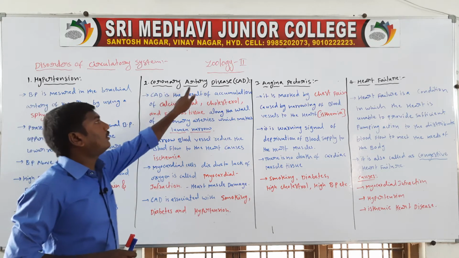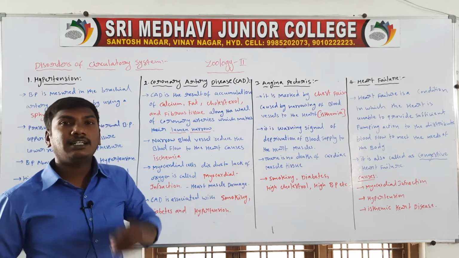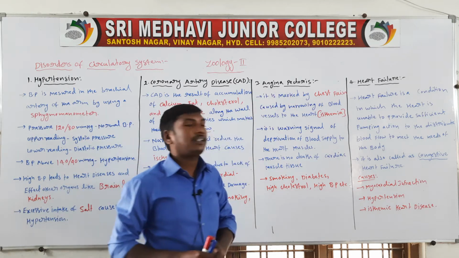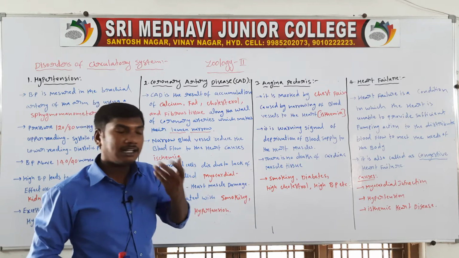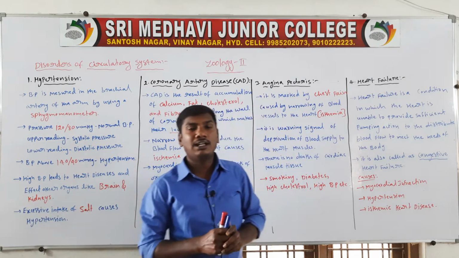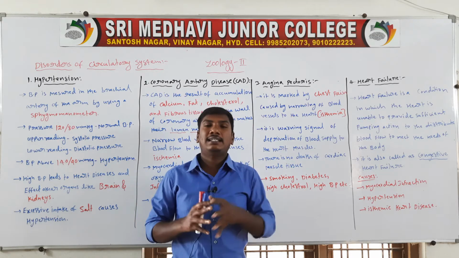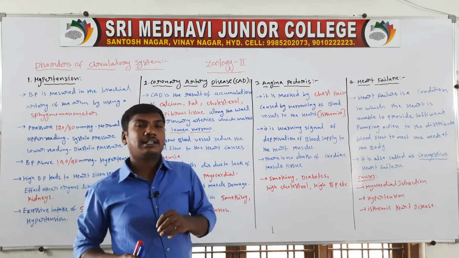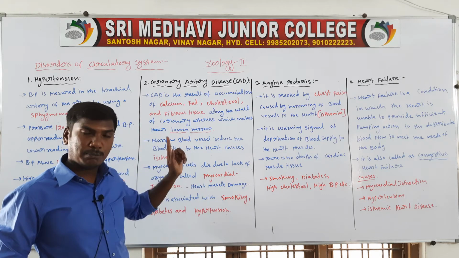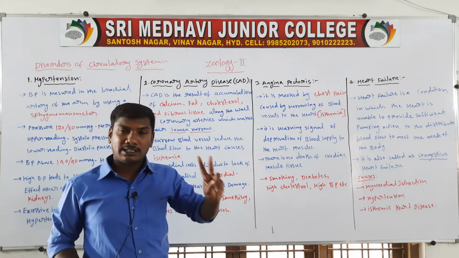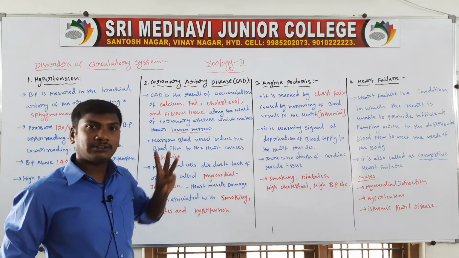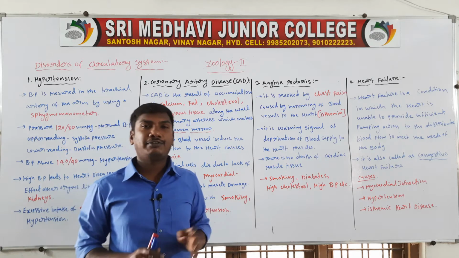Next one, coronary artery disease. Third one, angina pectoris. Fourth one, heart failure. So the circulatory system majorly contains four disorders: first, hypertension; second, coronary artery diseases; third, angina pectoris; fourth, heart failure.